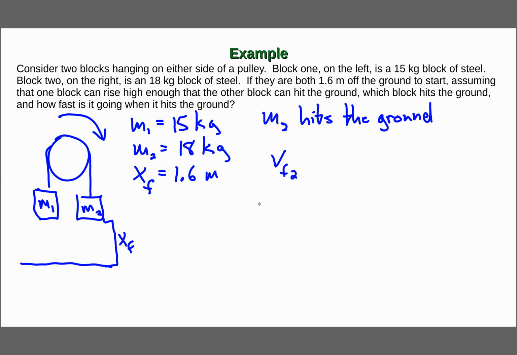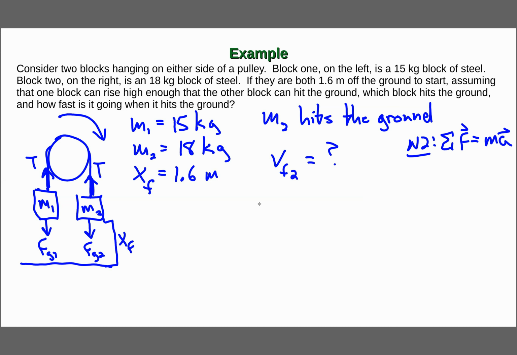So VF2 equals what? So let's start by finding the acceleration here. We have the force of gravity pulling down on this, Fg2. Force of gravity pulling down on this, Fg1. We have tension going up here, and we have tension going up here. We know for this problem that we're going to use Newton's second law, so the sum of the forces is equal to ma. And we know that we're going to use 1D kinematics. And we'll go ahead and use this one.